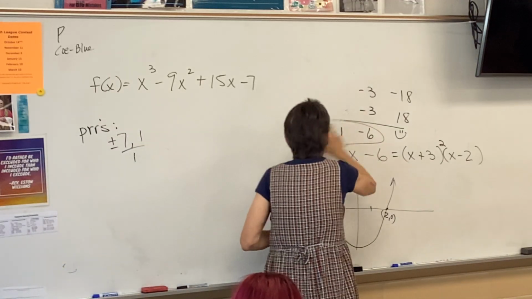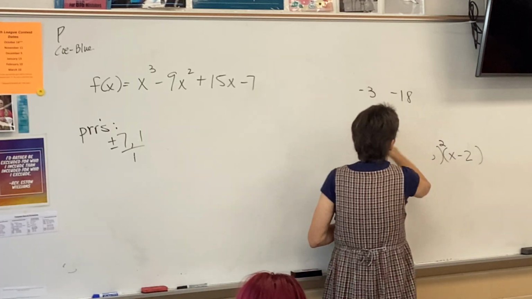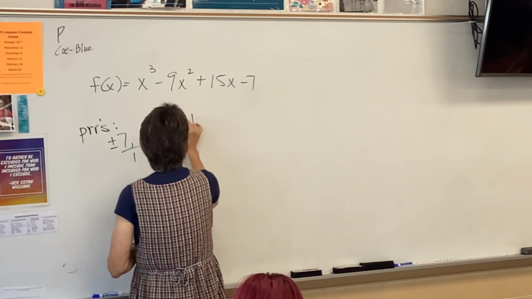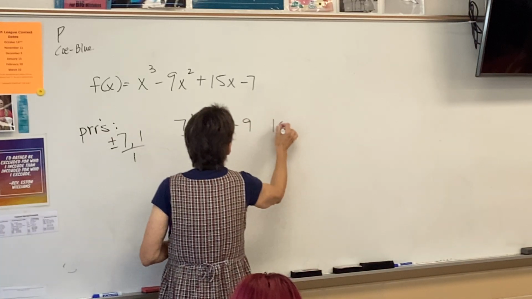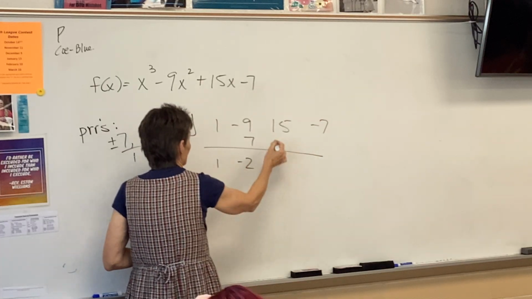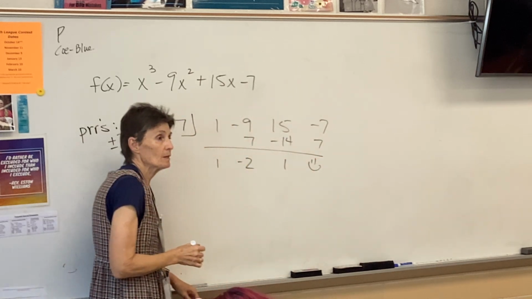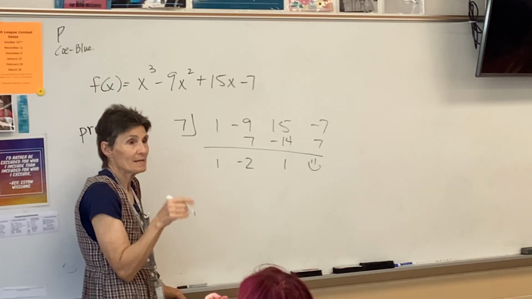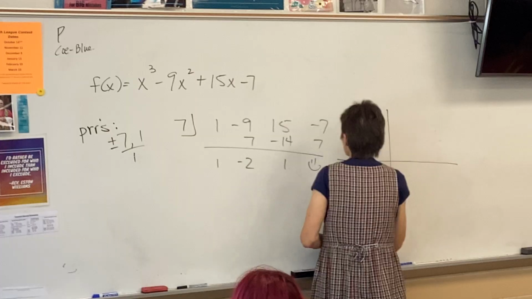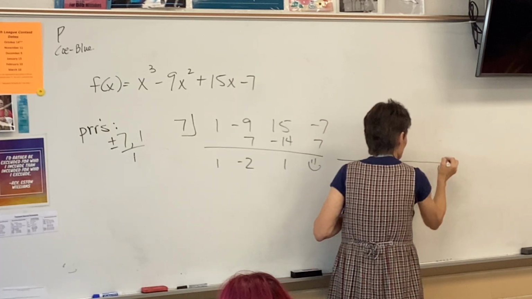Okay, so anybody find one? Yeah. What worked? 7? So I'll try 7 since you already told me it worked. Sure did, good job. Now, what does that mean? That means for my picture, that one of my x-intercepts is at 7.